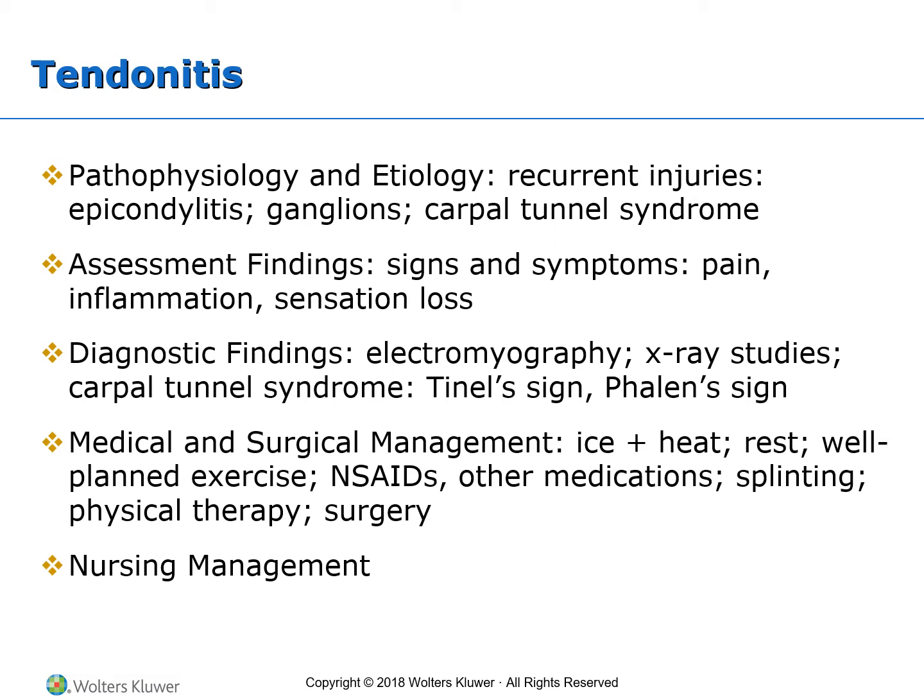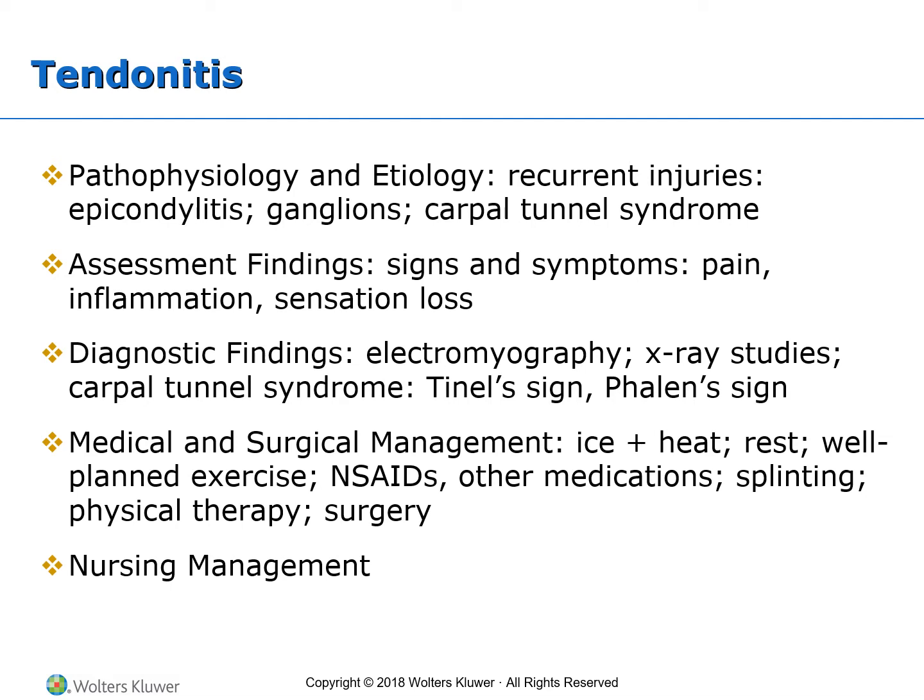Diagnostic findings. In general, X-ray studies are used to identify abnormalities and rule out fracture and other problems. In carpal tunnel syndrome, results of an electromyography, which relies on mild electrical currents to stimulate the nerve, show a delay in the motor response in muscles innervated by the median nerve.